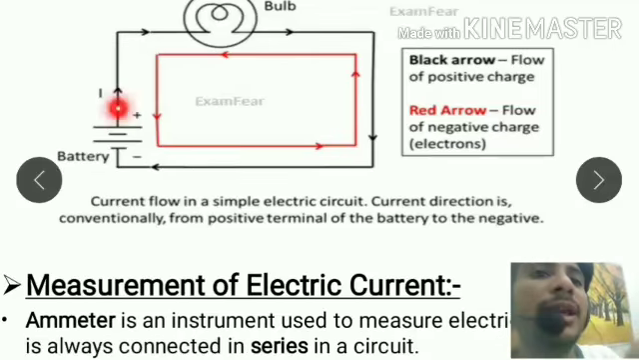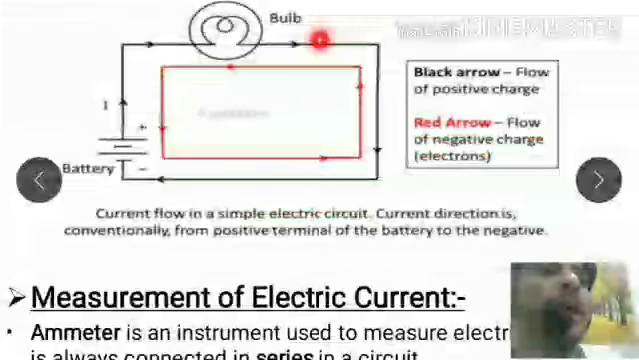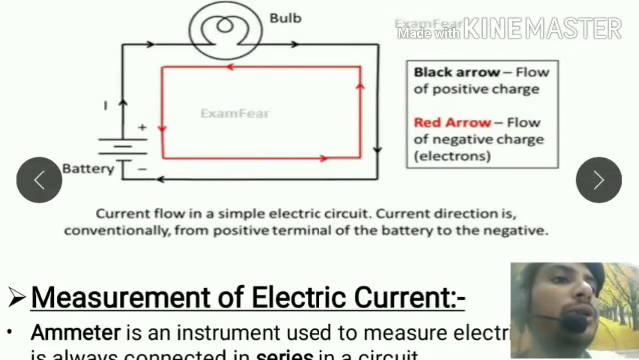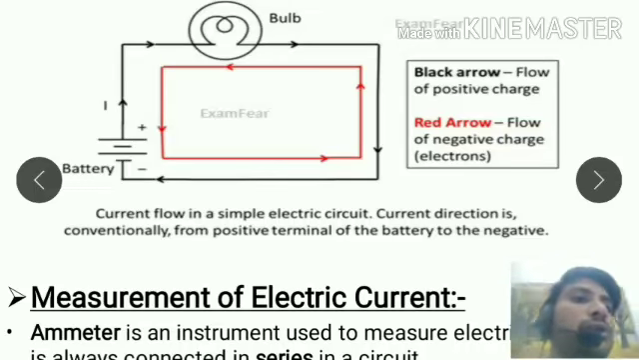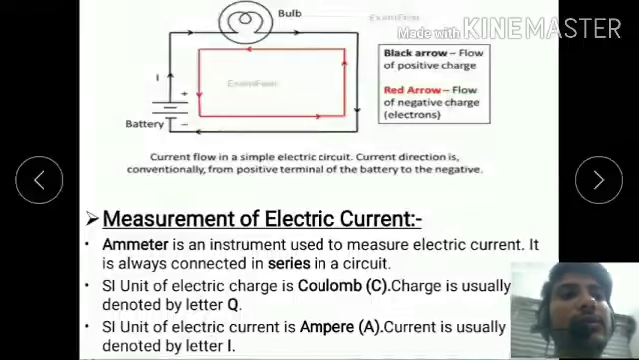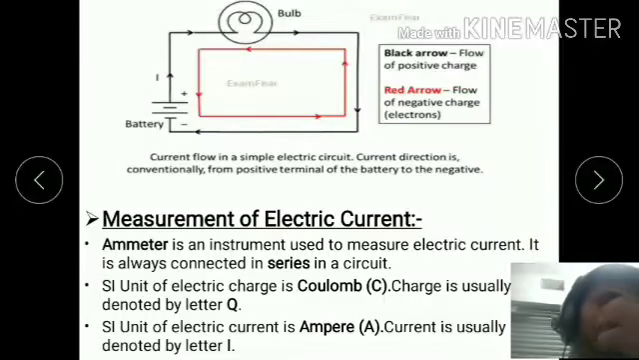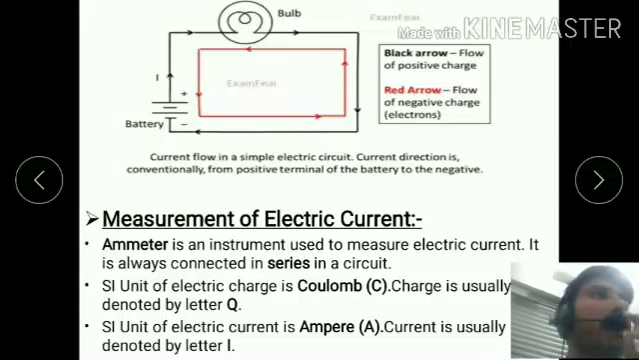This is the black arrow. The black arrow shows the flow of the positive charge, and the red arrow shows the flow of the electrons. Okay, finished. I think you understand very well how the current flows in the circuit diagram.